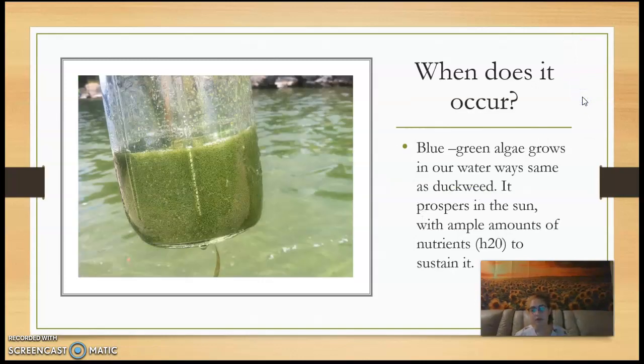When does it occur? Blue-green algae grows in the water the same as duckweed. It prospers in sun with the amount of nutrients and H2O it needs to sustain. So it's just another form of a weed. It's something that will naturally occur and grow on its own. Its initial blooms aren't necessarily harmful, but once they die, they start to create toxins, and their process of growth damages the environment and takes important nutrients out that hurt the fish.